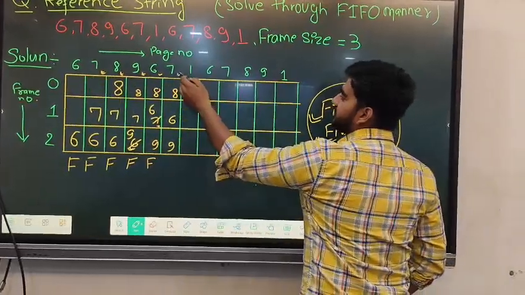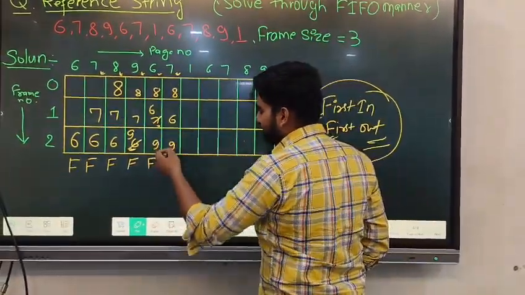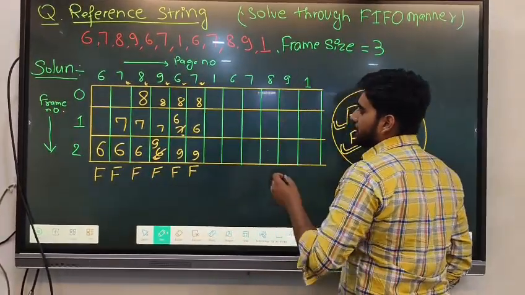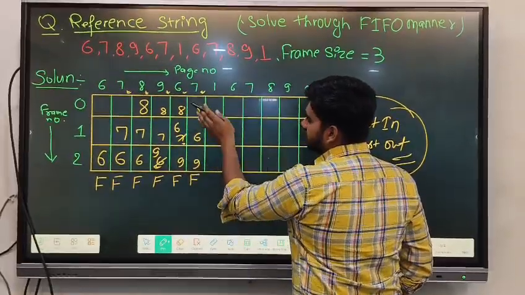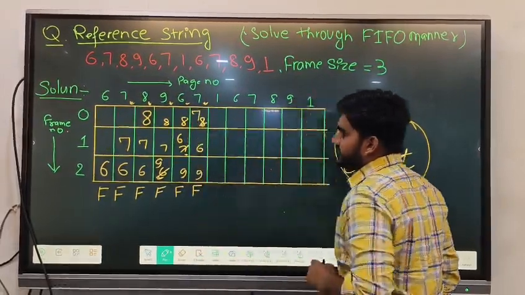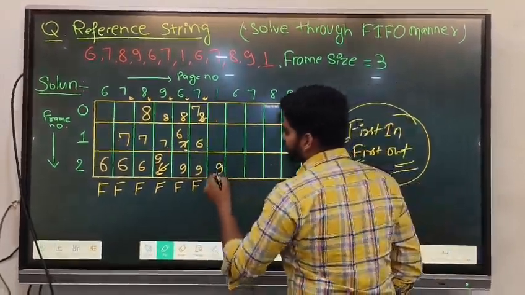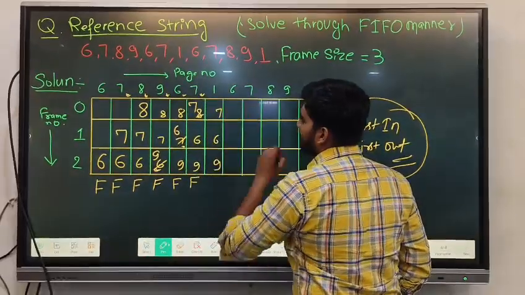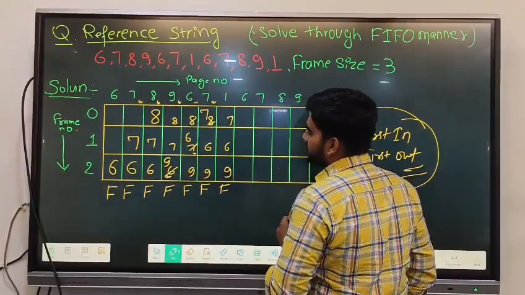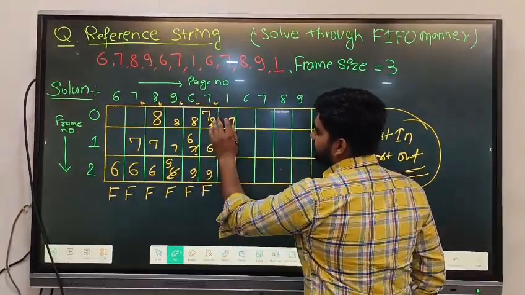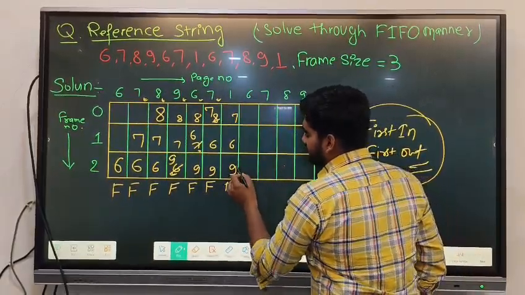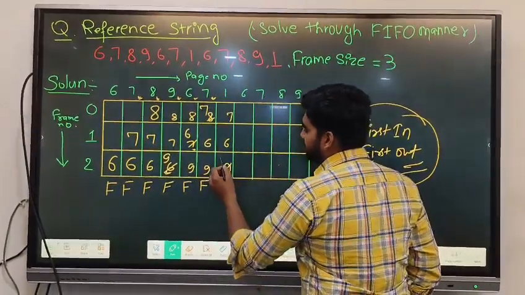Now again page number 7 is demanded and page number 7 is not available in this frame, so a page fault will occur again. So this time this page gets replaced by 7. Now the next one is also not available in this frame, so again a page fault will occur, and this page got replaced according to the FIFO manner. This is the page we have to replace.